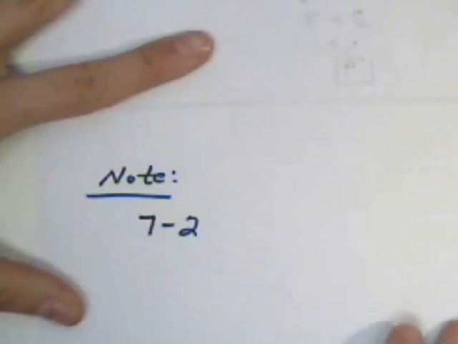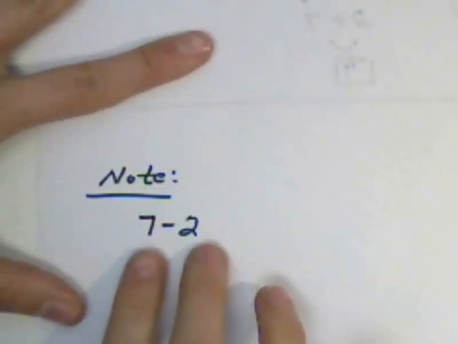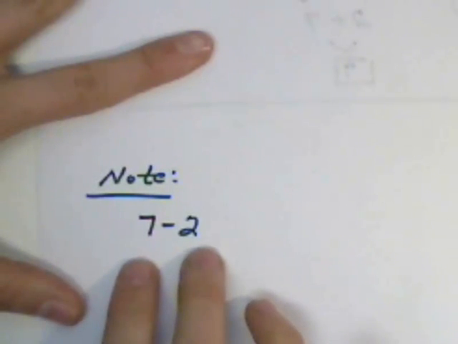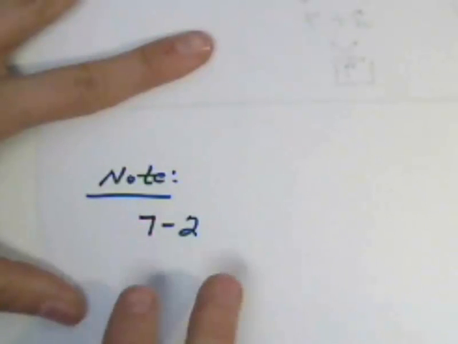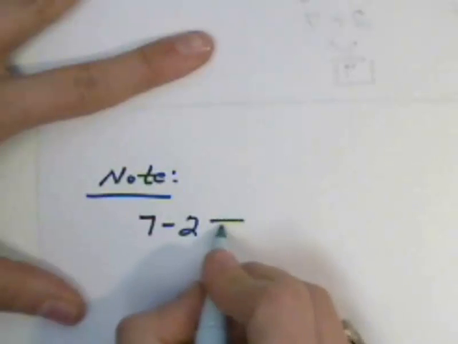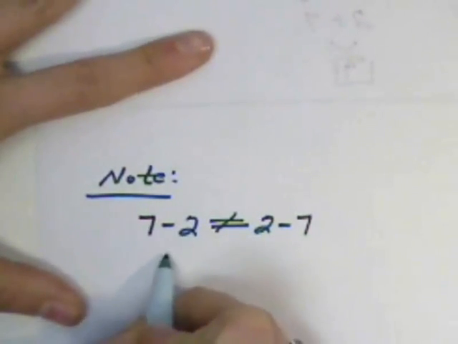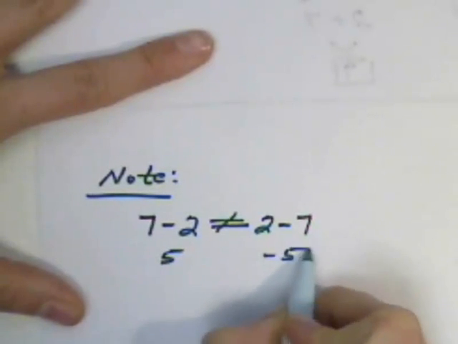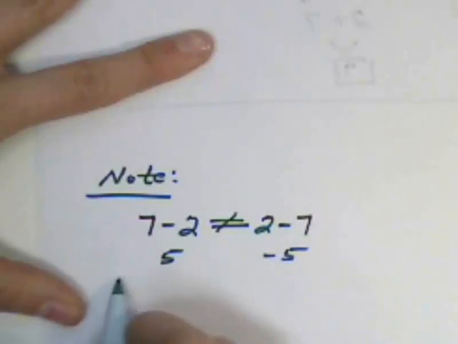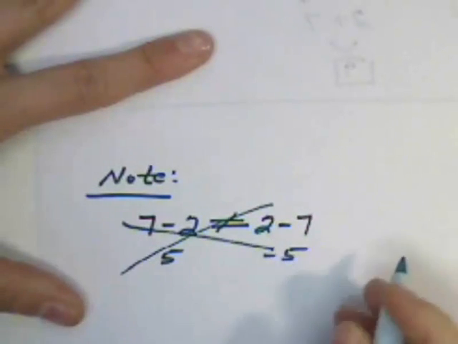If you had 7 minus 2, subtraction does not hold with the order idea. I cannot flip these two numbers around the operation. 7 minus 2 is clearly not the same as 2 minus 7. Let's see, over here I get a positive 5. Over here I get a negative 5. They are not the same. That is not okay. You cannot flip it, okay?